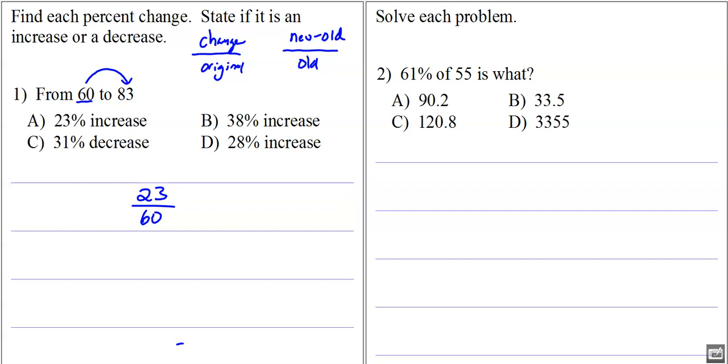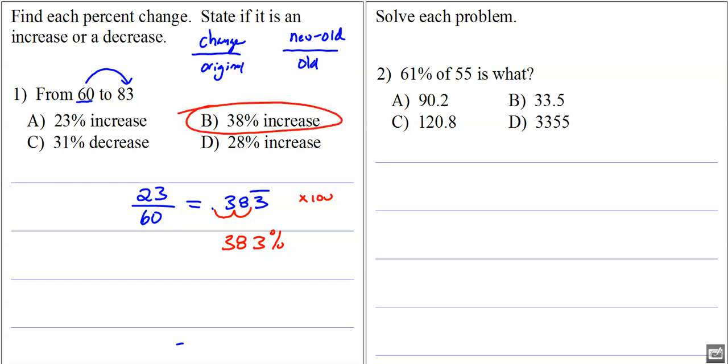So I punch that in my calculator, 23 divided by 60, and I get 0.383 repeating. Then you need to make sure to either times it by 100 or move the decimal 2 places to change it to a percent. So we have a percent increase. So correct answer here is B.